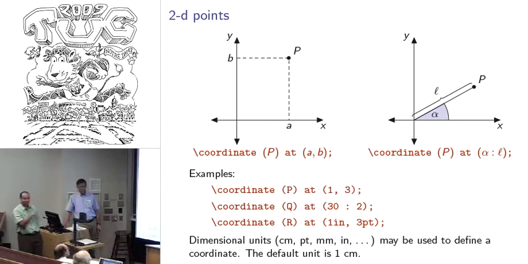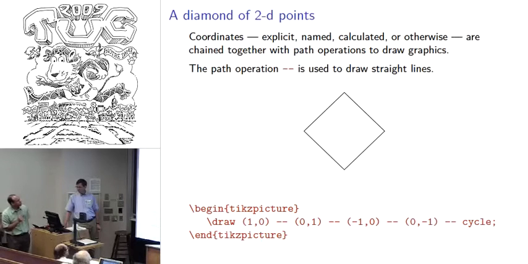You can essentially accept the default units, which start off at 1 centimeter, or you can change those, or you can also include your own dimensional units so that you can precisely define the location that you're interested in. So coordinates can be given in lots of different ways, either explicitly, just saying I want to be at position 3, 1, or they can be referred to as a named coordinate, where you have something that you've already given a name, you can calculate it using some math, or there are also some other ways that you can create them.